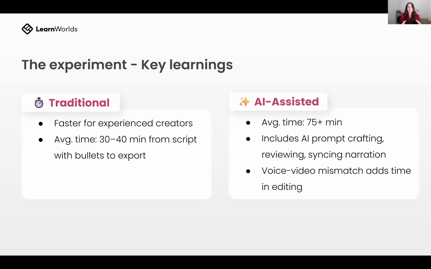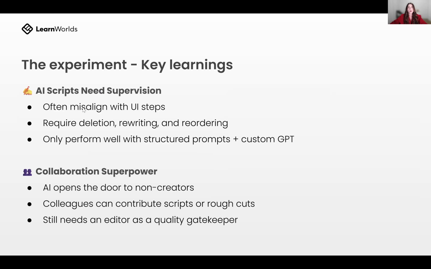So obviously for an experienced user, yes, the traditional way may be faster, but ultimately it's not scalable, right? With the AI-assisted way, we had an average of 75 minutes per one of those videos, in comparison to 30 to 40 for an experienced user. We included the AI prompt crafting, reviewing, and synchronizing the narration. The voice-to-video mismatch also definitely adds time to editing, right? So these were our findings where we compared the two.